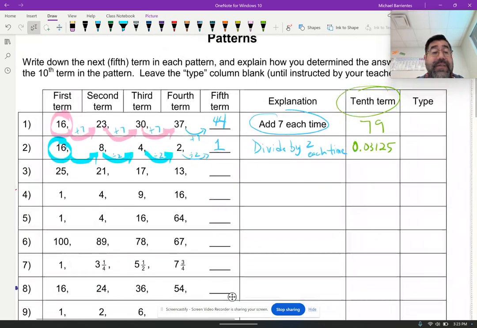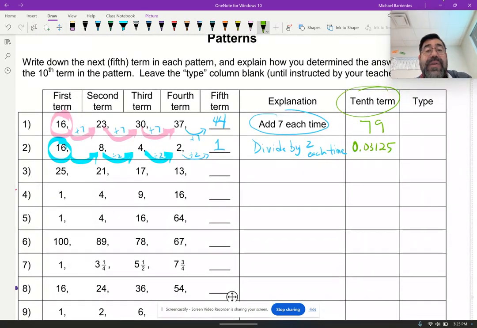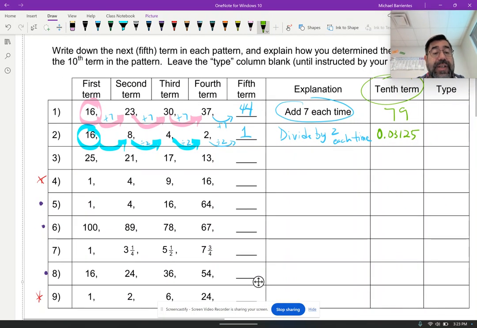By the way, there's a column over here that says what type. We're not going to worry about that yet. Let's just work on finding patterns first, and then we can label the patterns that we found later. So far we've done 2. Let's do one more, and then we'll pause, and we'll come back with the next video.